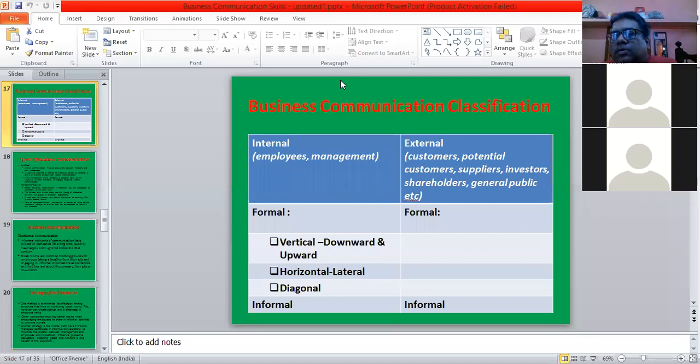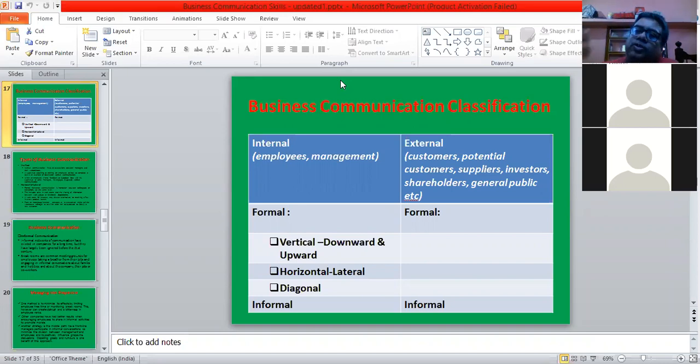So this is the case of lateral or horizontal communication, and it's happening across two different functions. But when does a diagonal communication happen? It happens when there is a communication happening between two functions, but at two different levels.